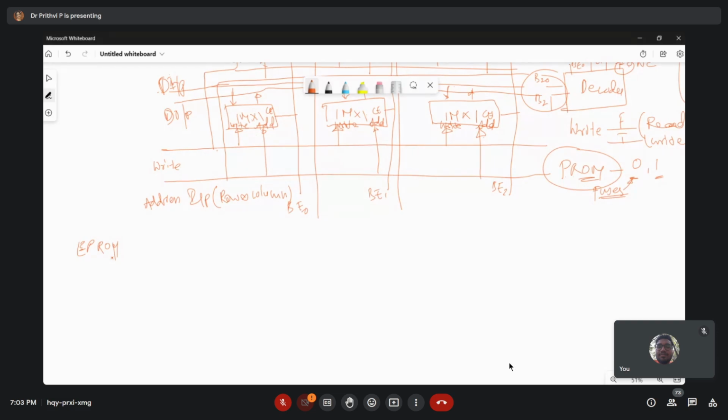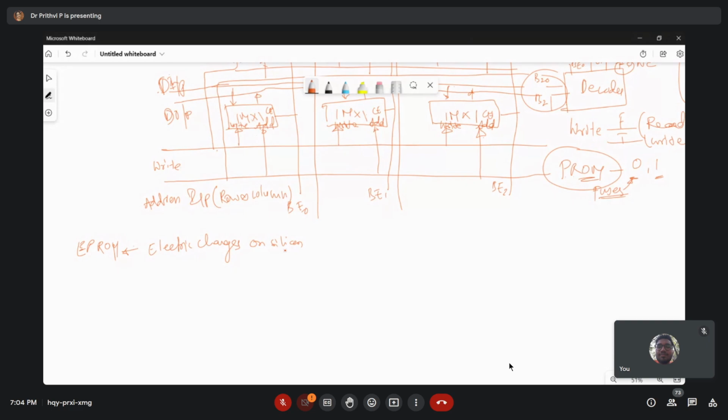For that, here bits are stored as electric charges. The value will be stored as electric charges. Here, for PROM, it will be fuses. If you want to store a 1 or 0, here the bits will be stored by electric charges that will be trapped on silicon.